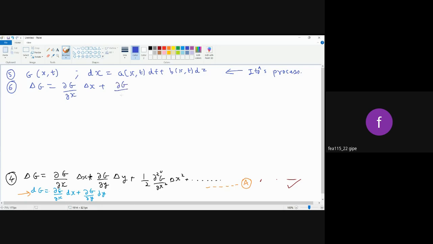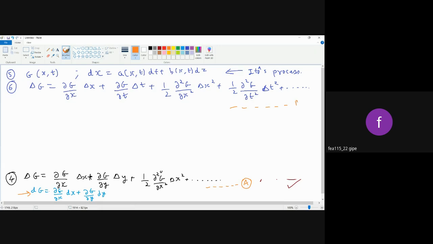And we have ∂G/∂T into delta T plus 1/2 ∂²G/∂X² into delta X squared plus 1/2 ∂²G/∂T² into delta T squared and so on. Now, in this case, we are working in a very small time step. Let's say I call this equation B.